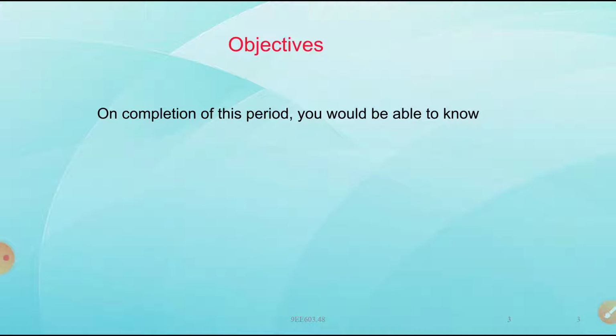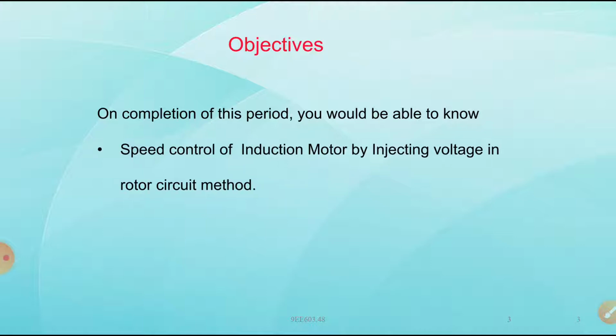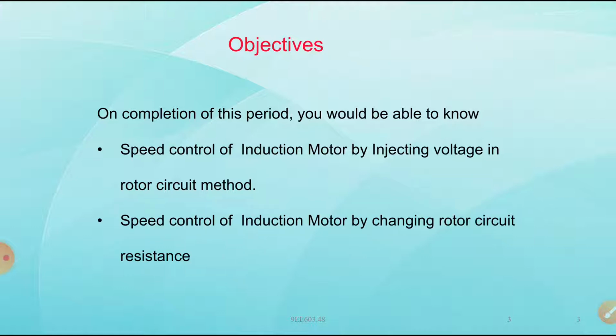On completion of this period, you will be able to explain the speed control of induction motor by injecting voltage in the rotor circuit, speed control of induction motor by changing the rotor resistance, and speed control of induction motor by the cascading method, by connecting 2 motors side by side on a common rotor shaft.